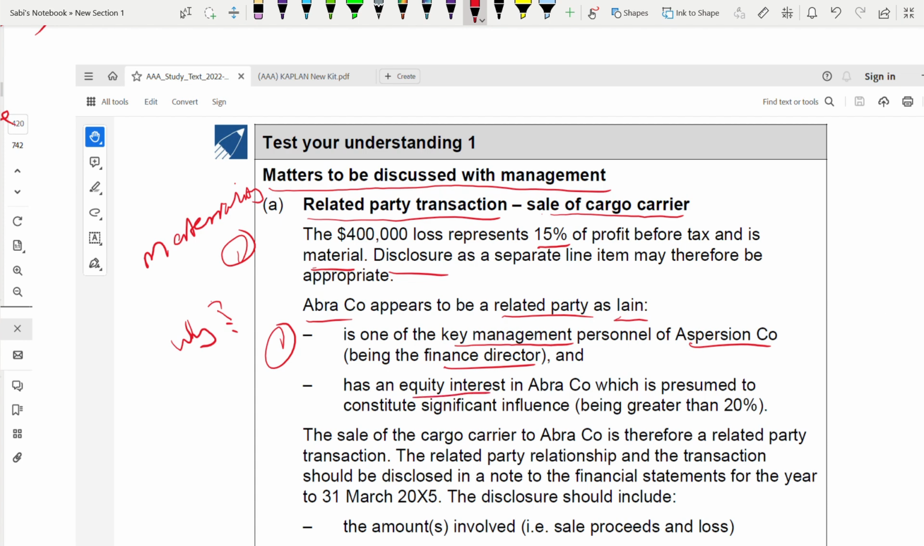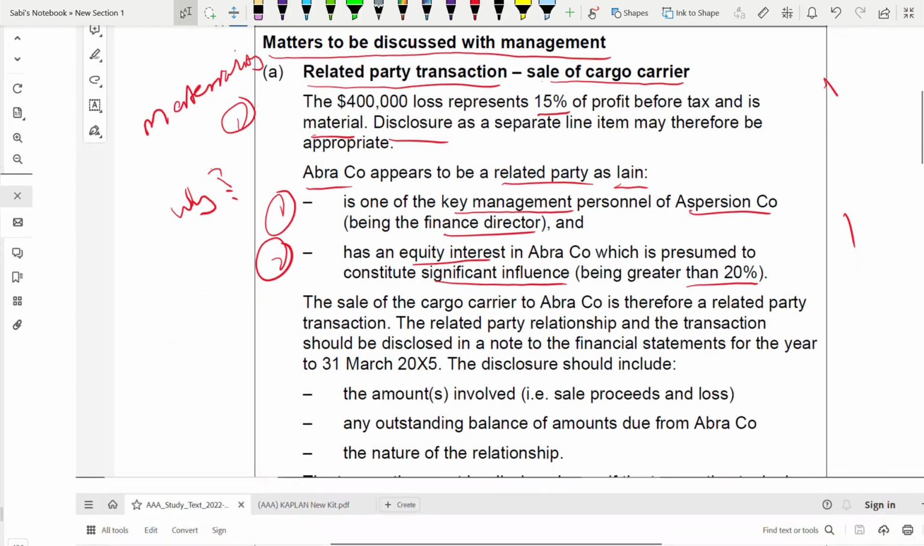Look at the percentage. It is greater than 20%, which means it's an associate. Associate means they have significant influence. Either say significant influence or just say they are an associate, it's the same thing. Second reason is this. So let's say this is for 4 marks. You will get 1 mark here, another mark here, and let's see where the other 2 marks come from.